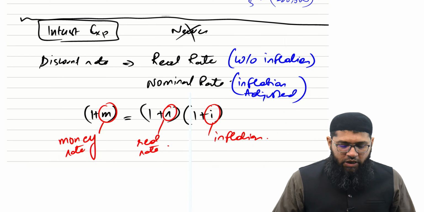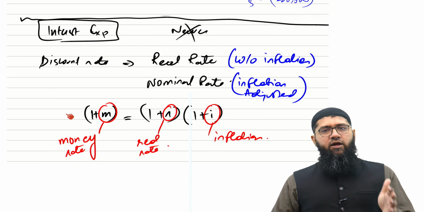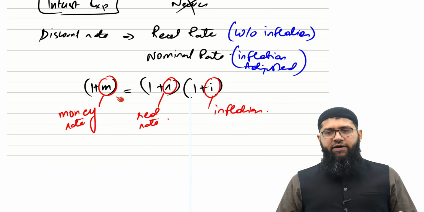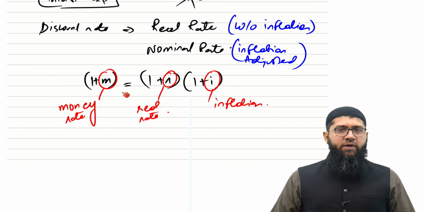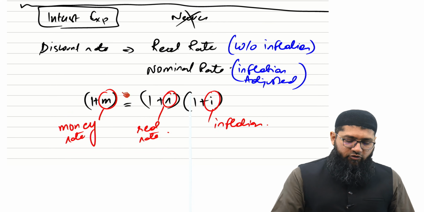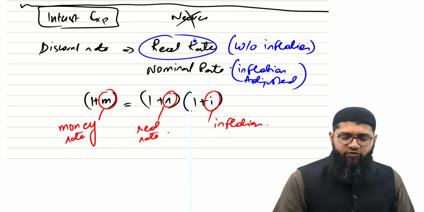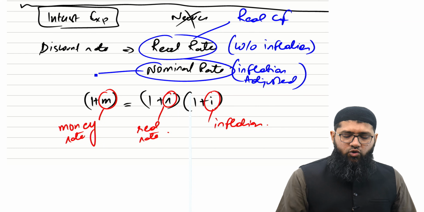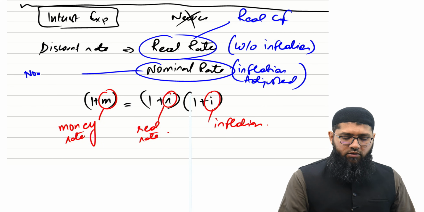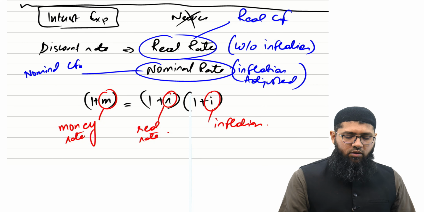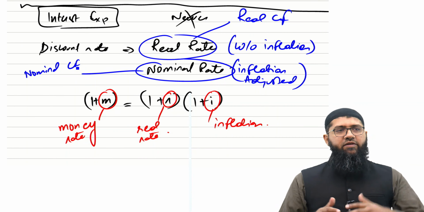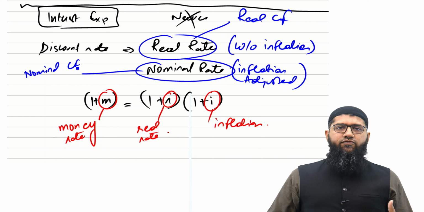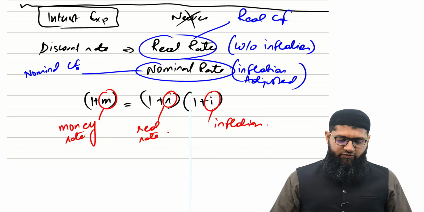Now, what happens is you have got money rate of return, you've got real rate of return, you've got inflation rate. Now, there are different types of discount rates which are available. So when do we use the real rate? We use the real rate when we have got real cash flows. When do we use the nominal rate? When we have got nominal cash flows. As the name suggests, the real cash flows are without inflation. The nominal cash flows are inflation adjusted cash flows.